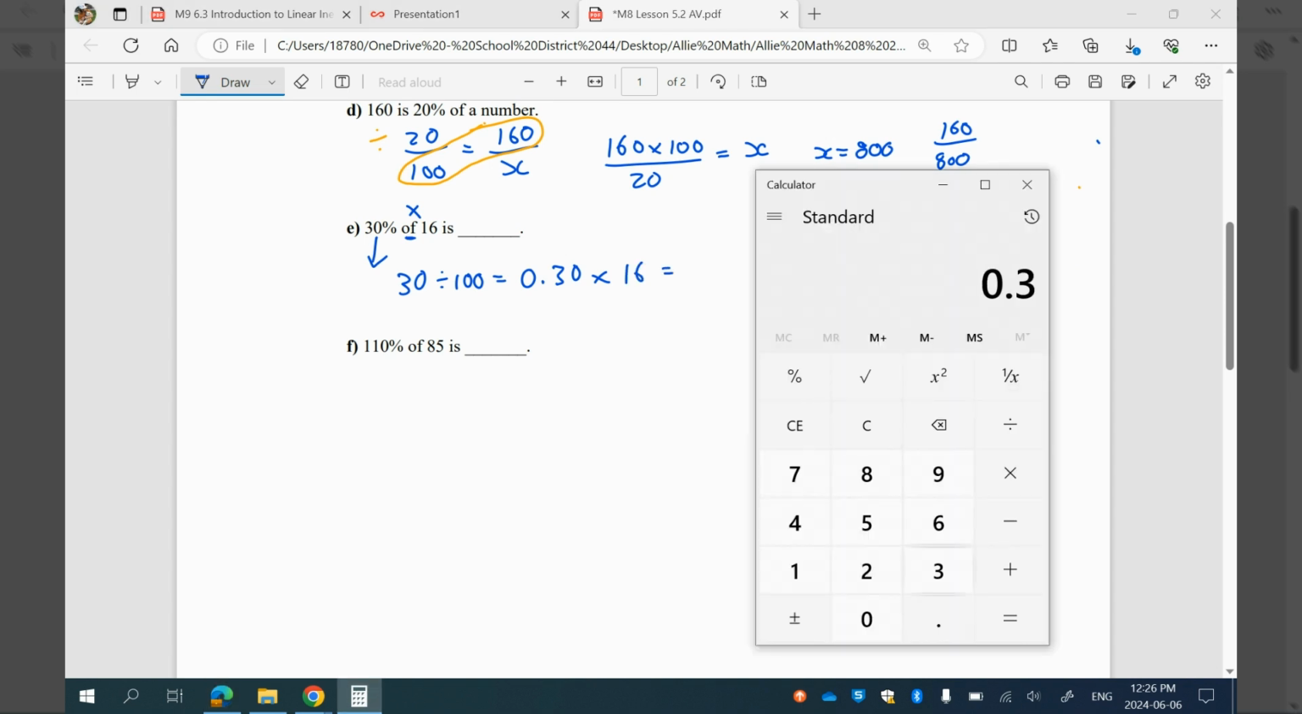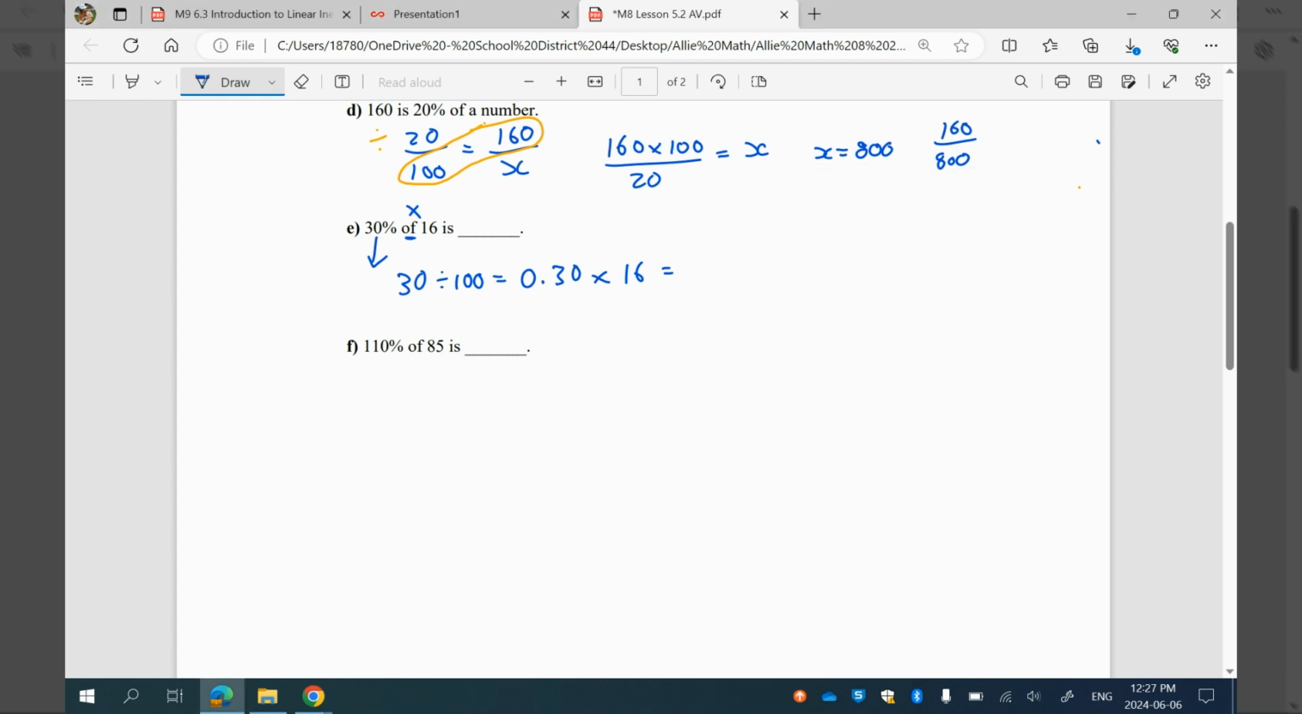So 0.3 times 16. And I should mention before we do this, let's look at estimating reasonably. So if we look at half of 16, so 50% of 16 is going to be 8. So half of 16 is 8. You can think of 25% of 16 is going to be 4. So kind of like half of that half. So we'd expect 30% to be in between those two, but closer to 4.